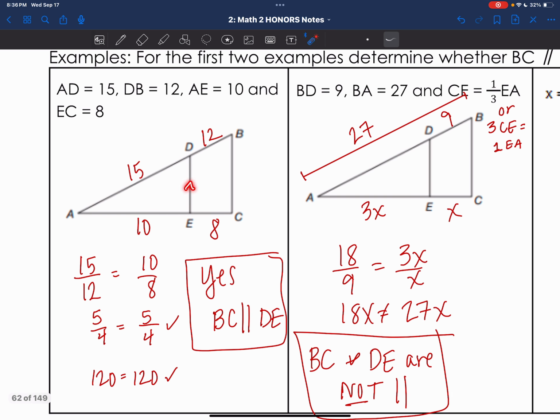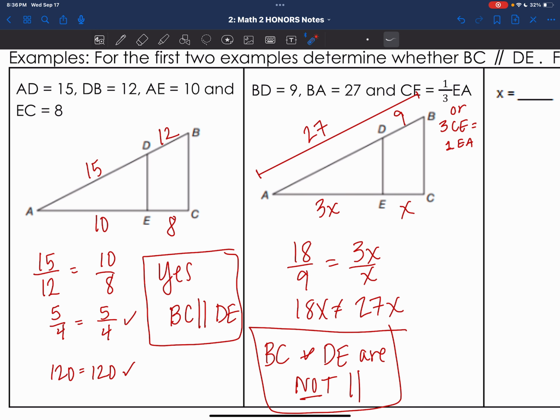So we know those are indeed parallel. All right, so let's check this one. Again, label your parts. So BD is 9, which is this guy. BA, which is the total length here, is 27. So then you have to figure out what this little part is. So you just subtract them.